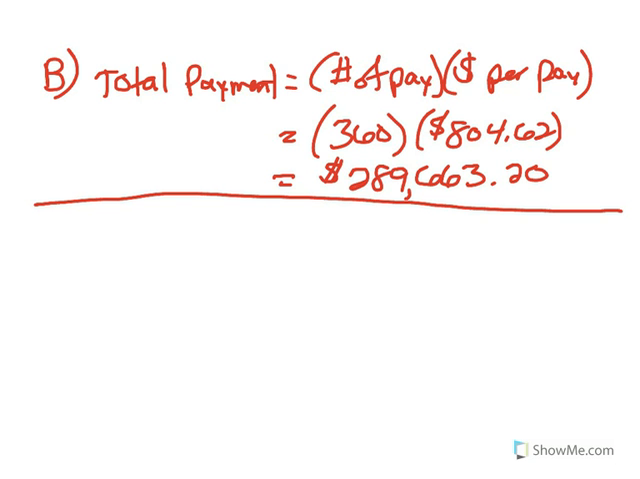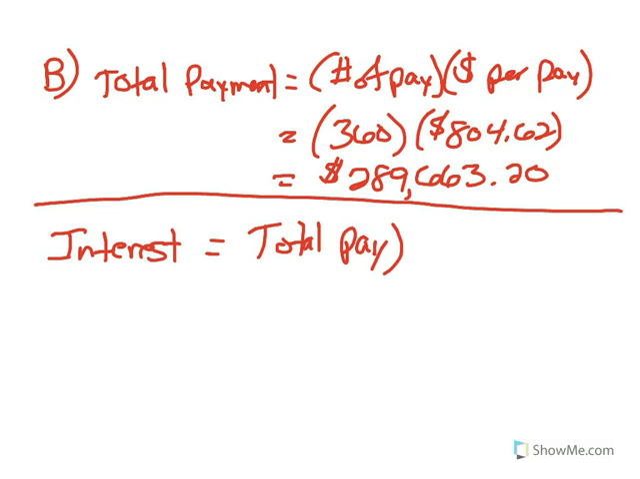So the question here was, what is the interest? That's easy to figure out. The interest is going to be the difference between what the house was worth and how much you paid. So in this case, that's going to be the total payment minus the principal. Principal, once again, is what the house is worth. Well, not necessarily what it's worth. It's how much money you borrowed.